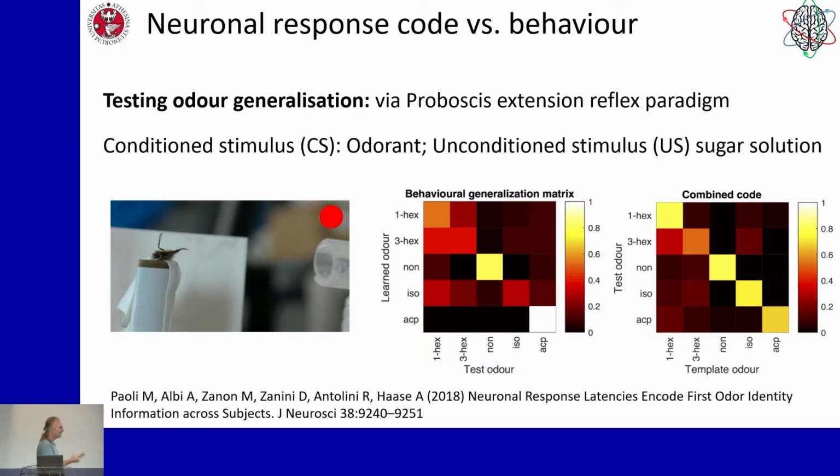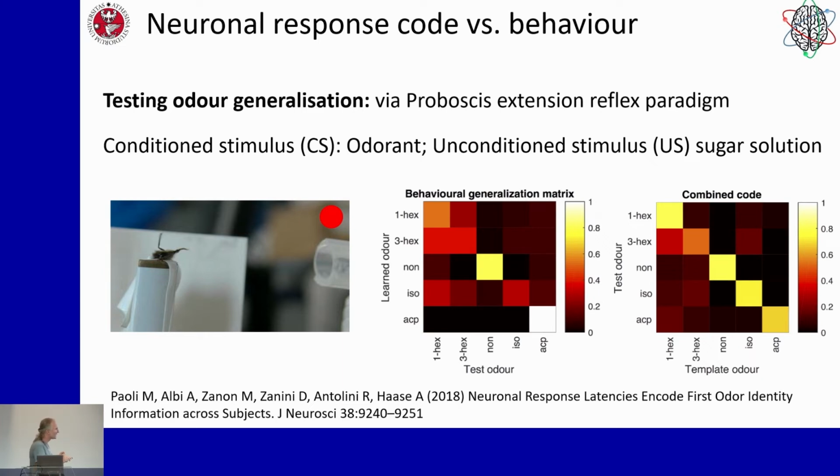That does not mean that the bee is not able to distinguish between those odors. It simply means that the difference is so subtle that it doesn't care. It is hoping to receive the reward in any of these cases. So we see very nice correspondence of both codes.